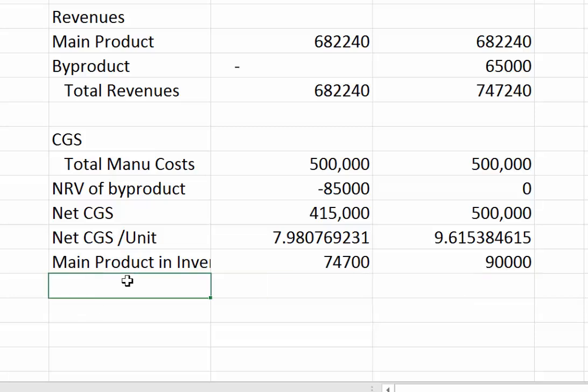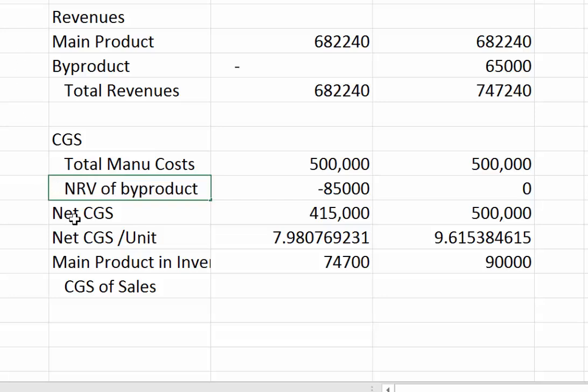So now the CGS of the sales. All right, so I should shift them here a little bit. We're looking at the CGS category.